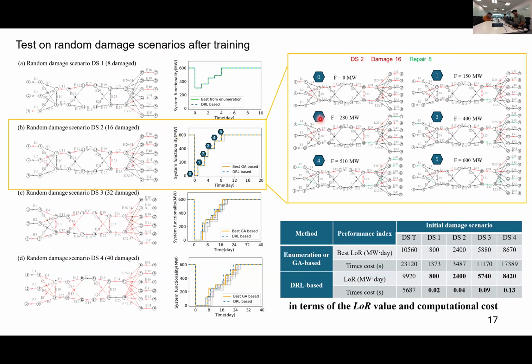And our model can always determine which component to be repaired next based on the current component states, so that we can generate this recovery trajectory based on this model. And we further compare the results with those from the traditional genetic algorithms, as shown in this figure, and also listed in the table. We compare in terms of the resilience metrics and also the computational cost. And as shown in these tables, our model can always achieve better optimization effects and also achieve higher efficiency.